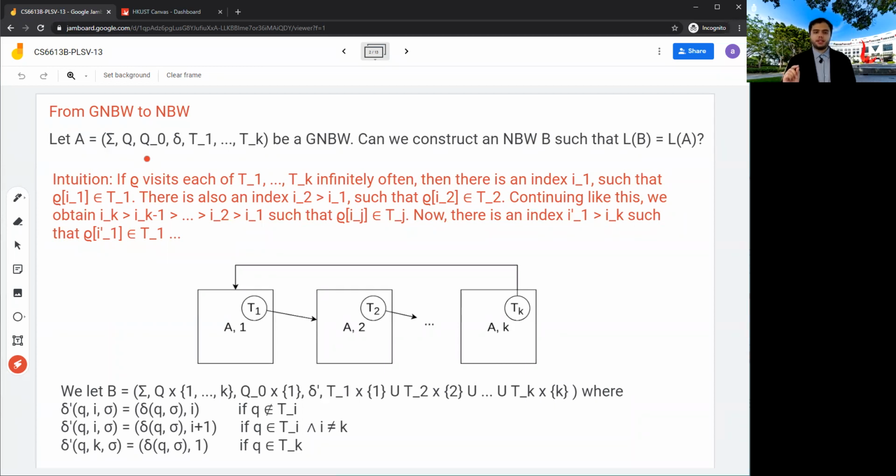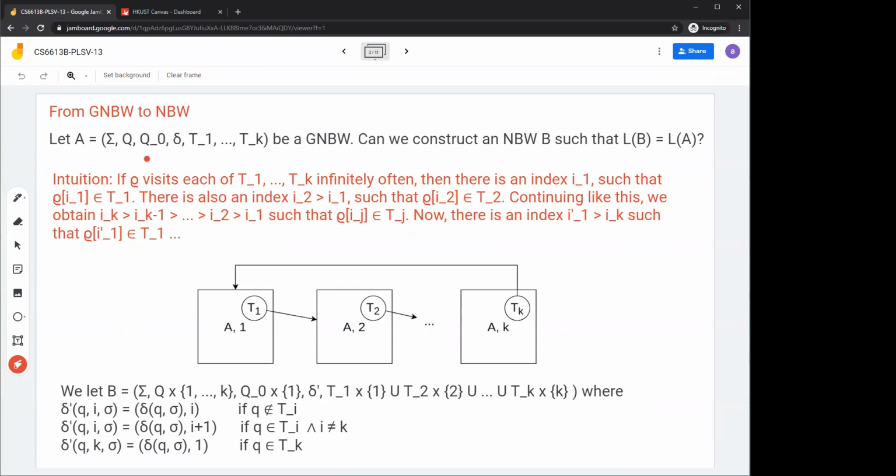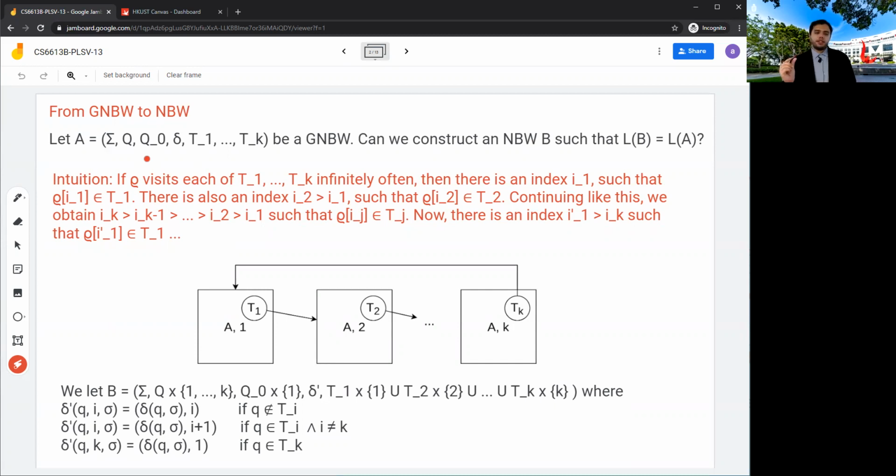Right, my first target set. Now, I only look at the suffix of the run starting from I1. And then I find another index I2, which is greater than I1, such that this is a place where I'm visiting the second target, T2. And then I just continue like this. So I get K different indices, and Ik is greater than Ik minus 1 and so on down to I1. And in each of these, I'm visiting one of my target states, right?